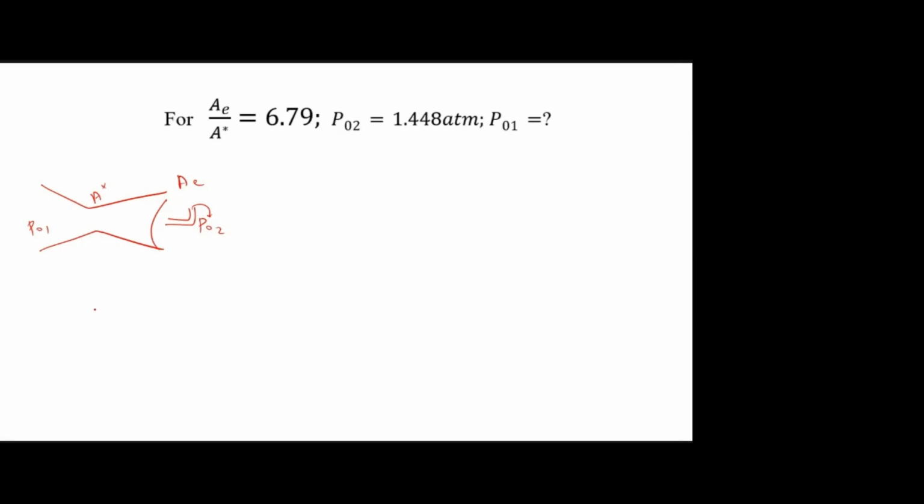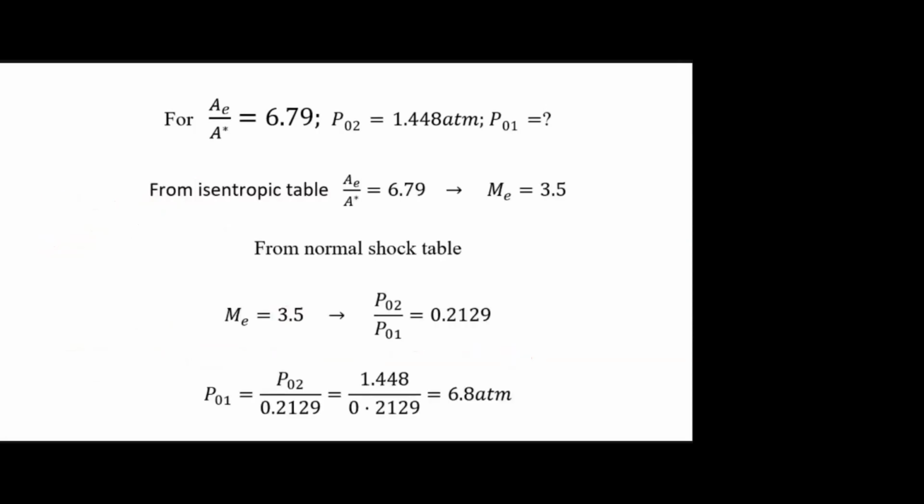So we can find the Mach number using AE by A star. We know A by A star. From that you can find the Mach number here. Then using the Mach number, we can use the normal shock table. Very good. You can find P naught 2 by P naught 1. So P naught 2 is given. From that you can find P naught 1. So from A by A star, first they are finding the Mach number. Then go to the normal shock table. You can find P naught 2 by P naught 1. So P naught 2 is known, and they found the P naught 1.